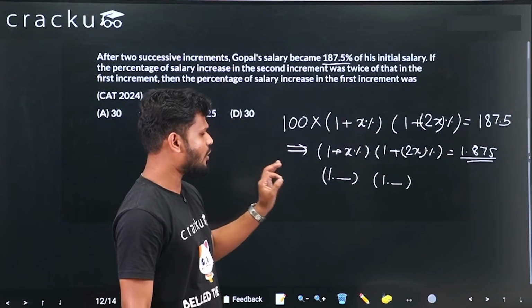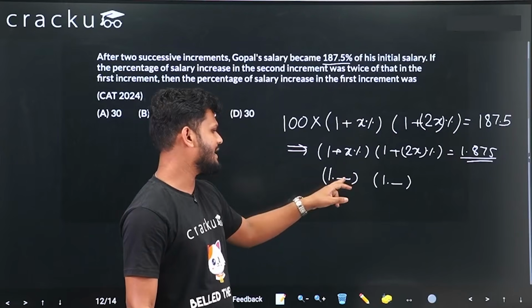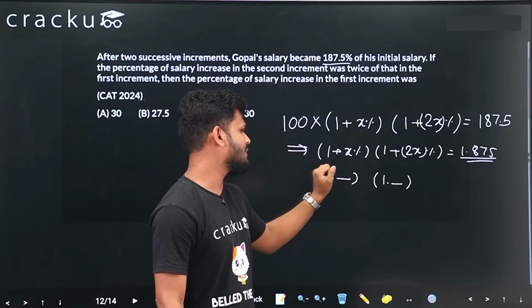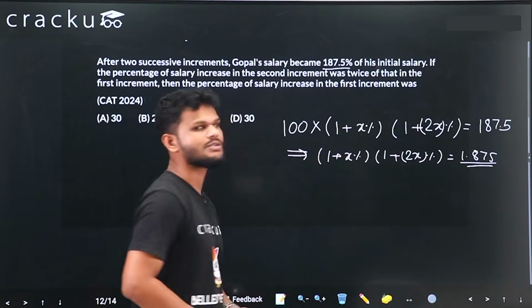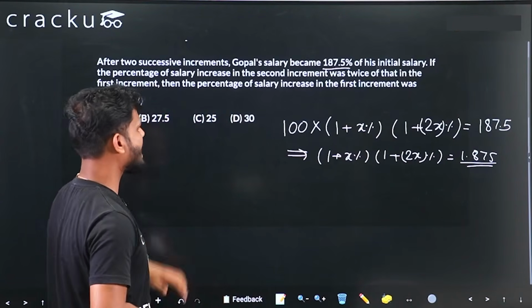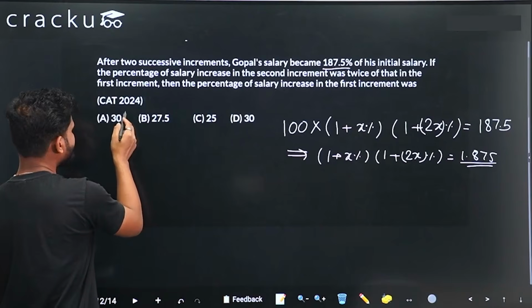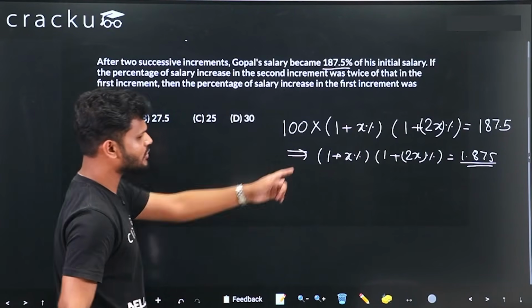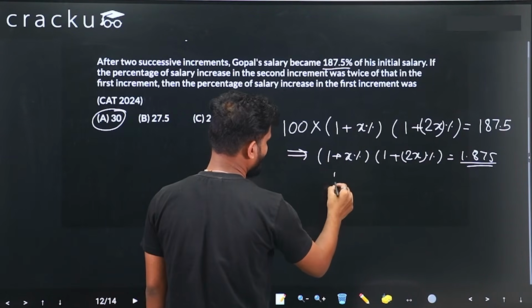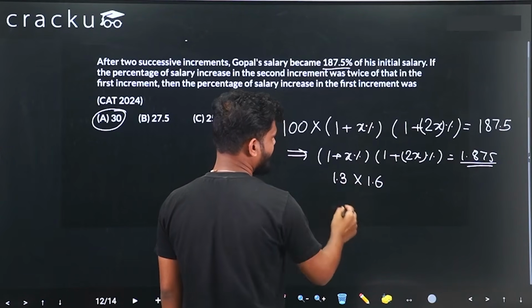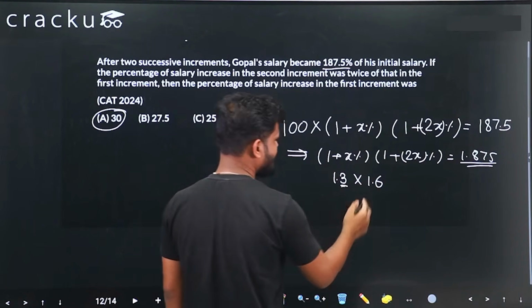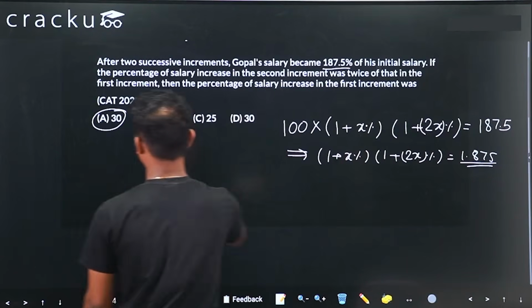So we for sure know that the end digit of the multiplication should be 5. So here what you have to do, you don't have to solve this quadratic equation. You have to try the options. If you take x equal to 30, this will become 1.3 and this will become 1.6. The end digit is coming 8, 6 into 3. So this is not the answer.